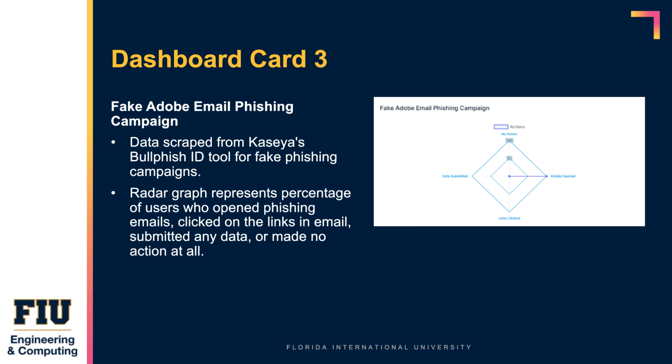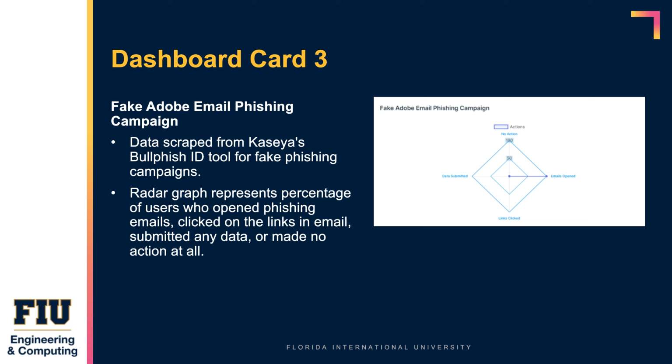So for our third dashboard, this one's a bit different from the other ones that focused on the phishing awareness quiz. This one was from Kaseya's Bullphish ID tool, which is great for setting up fake phishing campaigns. So how it works is you create the campaign through Bullphish ID, and it sends out a fake email. In this case, it was a fake Adobe email for, I believe, Illustrator. And if you click on the link within the email, you'll see entry fields for username and password, which would simulate a real phishing attempt.